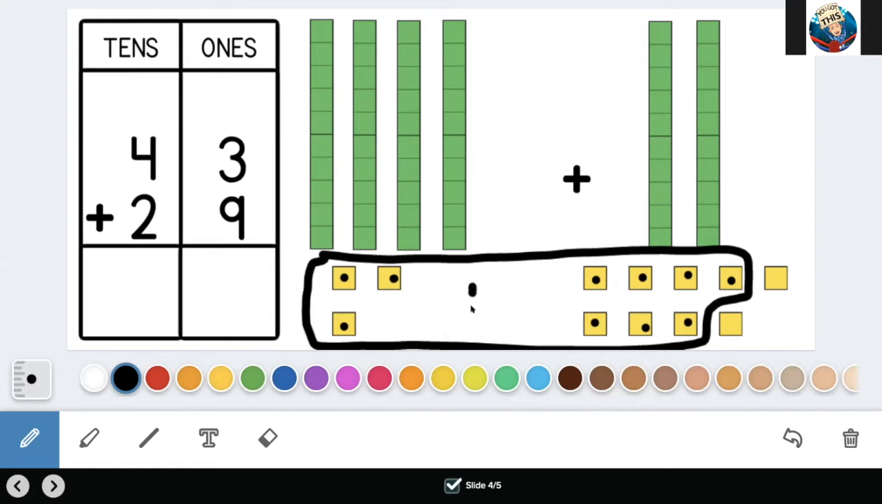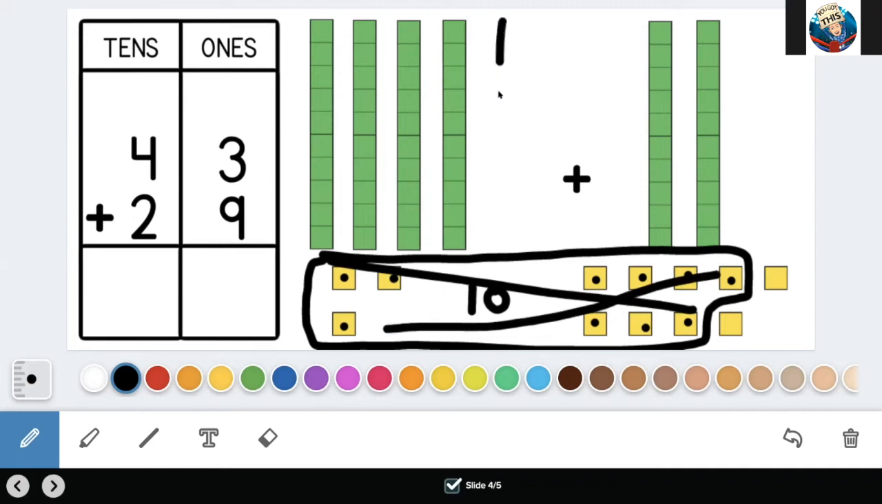I can label this as a 10. I can also cross this group out and make myself another 10 up here. And like I said, what I like to do is also make a little 10 up here, a little 1 to represent that I made a 10. So it's just my reminder to myself that, hey, watch out, Mr. Schultz, you made another 10, so don't forget to count it.